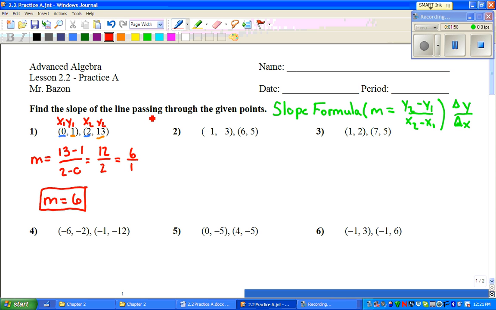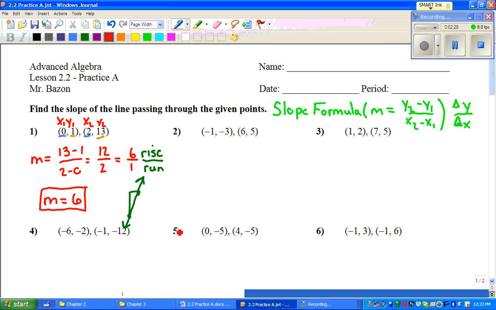Okay? That means in this one, we're going to rise 6, and we're going to run 1. So we would go up 6 over 1, and we'd make a point, make another point, and then we'd be able to graph our line using that type of idea. Okay? So rise over run, that's what we're looking at. Change in y over change in x is our slope formula. I think it's real important when you're doing these.